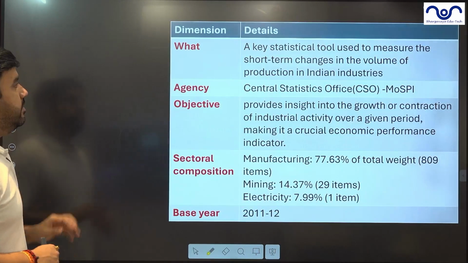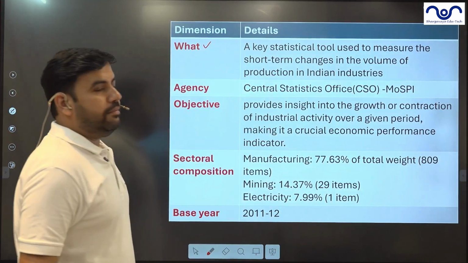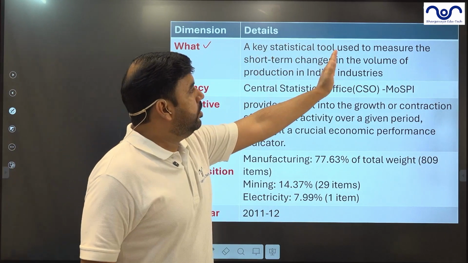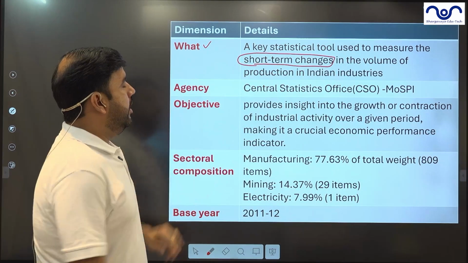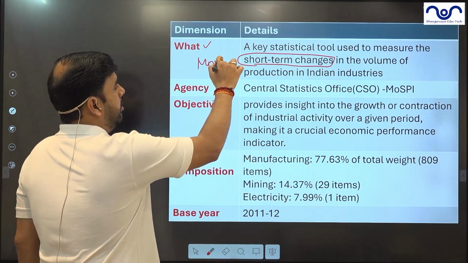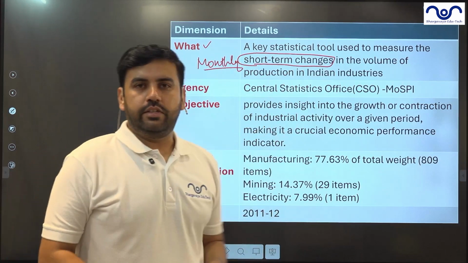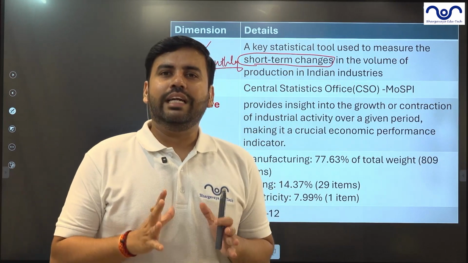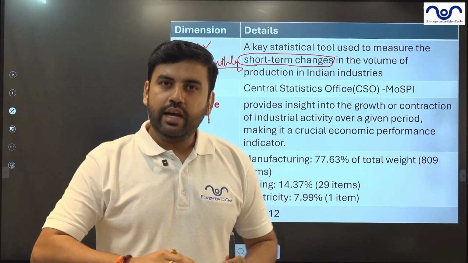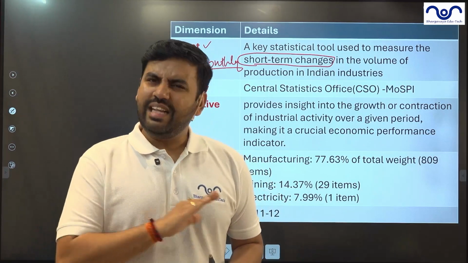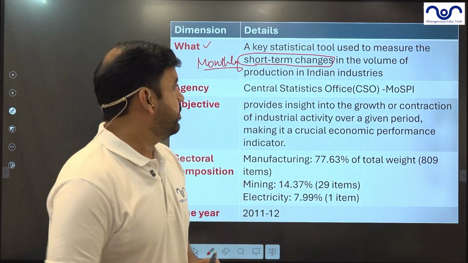Moving ahead with this index, let's understand the basics first. So what is this index? IIP. It's a key statistical tool used to measure the short-term changes. Guys, it is monthly. They are giving you monthly data. The volume of production in the Indian industries. How much industries are producing as compared to their base. Whether they are producing more or they are producing less. That's it, in percentage terms or relative terms.